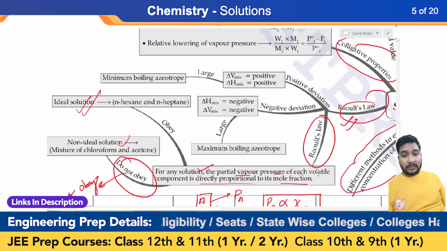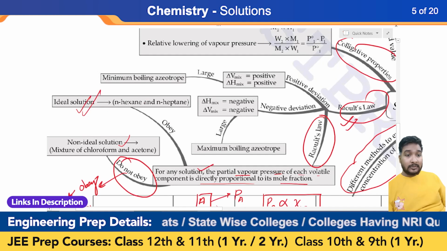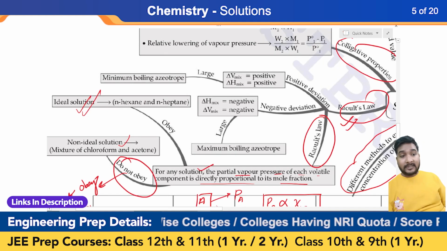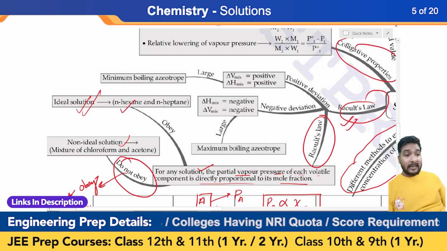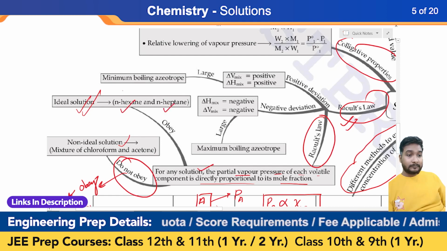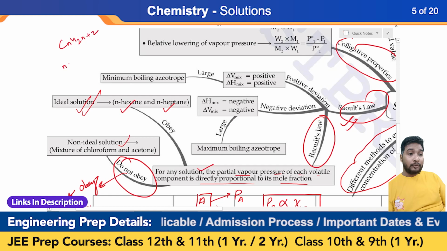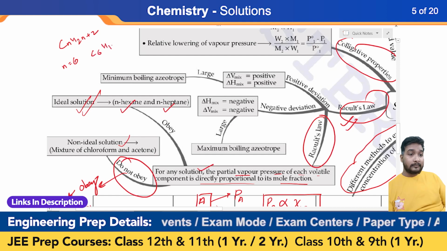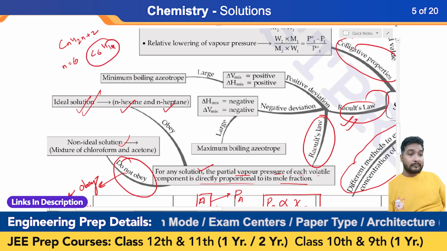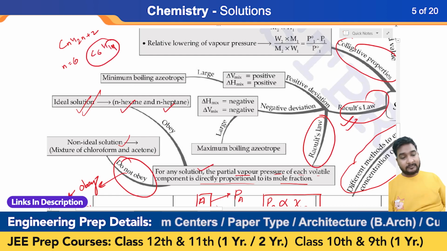If you want to remember an example, the simple example of an ideal solution is N-hexane and N-heptane. The simple formula of N-hexane: we know that alkanes are CnH2n+2. If the value of n is 6, so C6H14 is hexane.